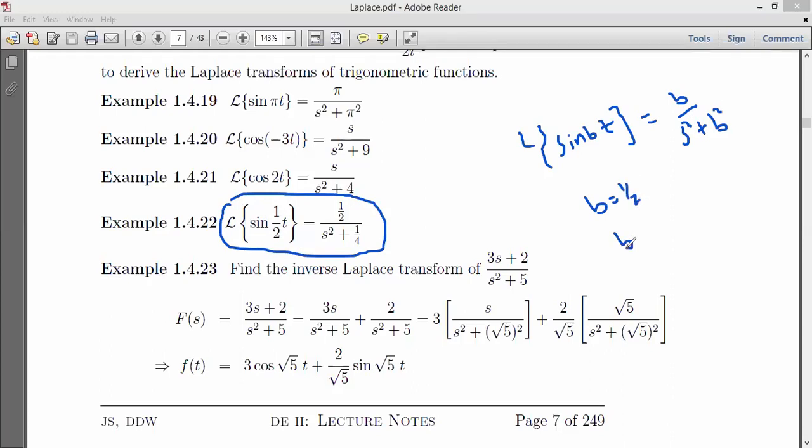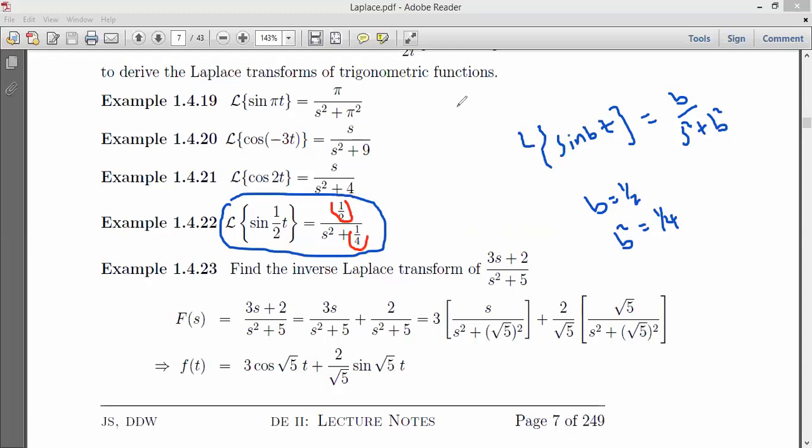Then it means that b squared is actually 1 over 4. So that's why, if you square the b, there would be a b squared now here. We simply square the half, which is a quarter, which is this a quarter here. And then the b is this a half here. I hope I'm clear there.